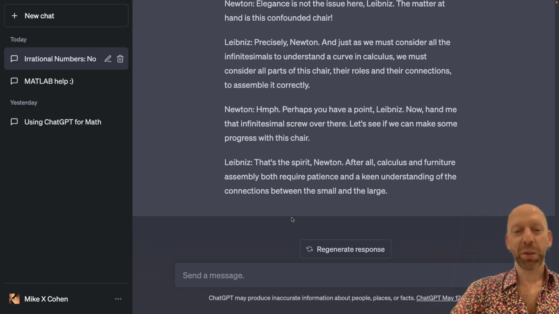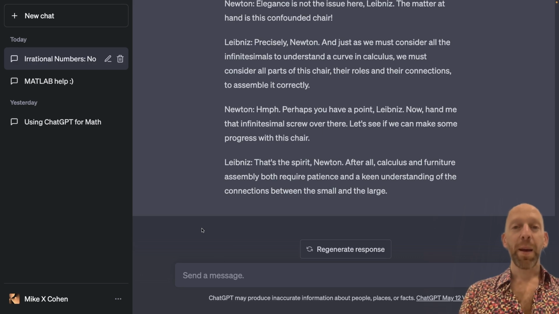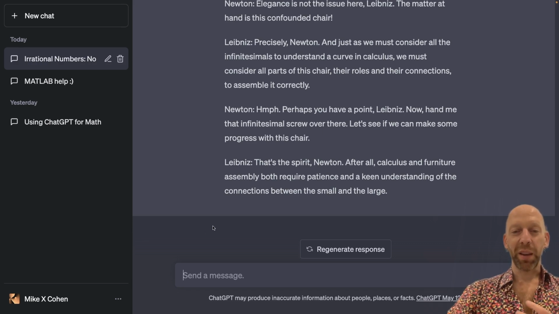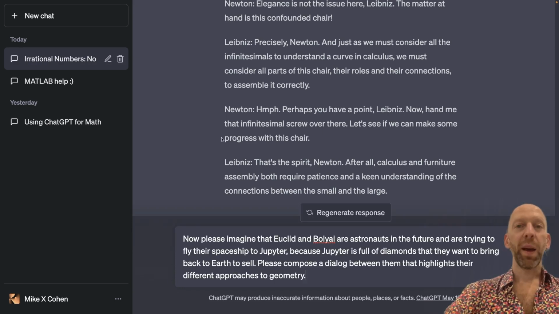So, if you're doing this, you can see how it looks on your side. You can regenerate the response. You can also specifically ask ChatGPT to discuss the themes in differential calculus and how they differed between Newton's approach and Leibniz's approach, and how those themes are woven into this dialogue. But I am going to move on to the next demonstration.